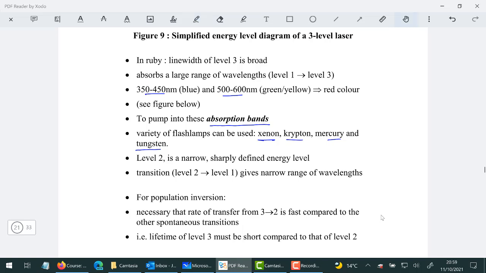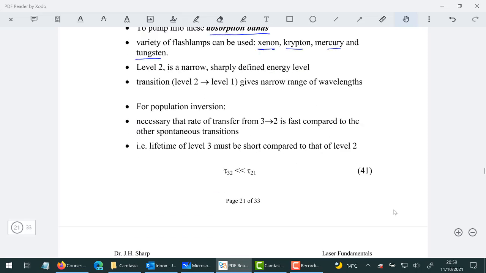These are pulsed systems. They give you a big flash of energy, and then we get the laser pulse following. Level 2 is very sharp, very narrowly defined, very narrow line width. So that gives us a narrow range of wavelengths.